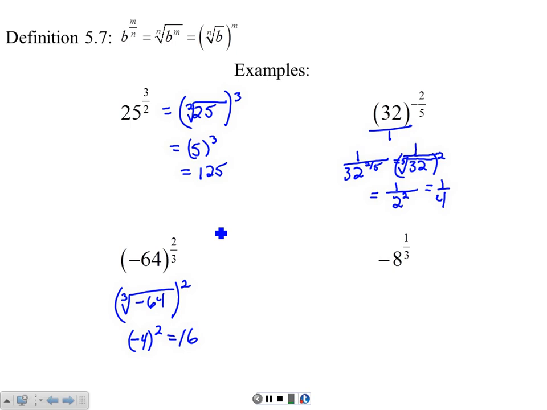Okay, this one again, my radicand is going to be negative 8. The denominator tells me that I'm taking the cube root, and then it's going to be raised to the 1st power, so we really don't have to do anything there. So the cube root of negative 8 is going to be negative 2 raised to the 1st power, which is negative 2. So again, the main thing that you've got to remember is power over index. And it doesn't matter if you put your power on the inside or on the outside. Obviously, I like to put it on the outside.